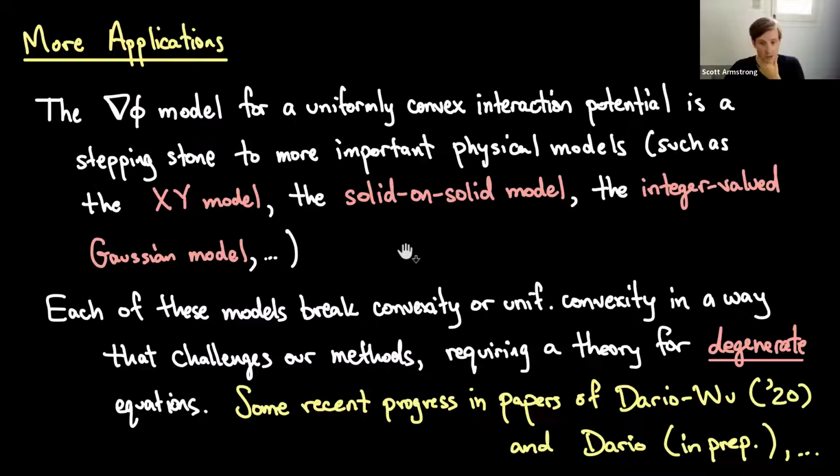So anyway, this is one motivation. And in order to attack these other models, we need a homogenization theory that works for degenerate equations, things that are very, very degenerate. Okay, so keep that in mind.